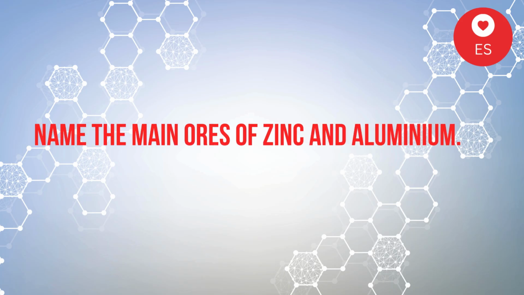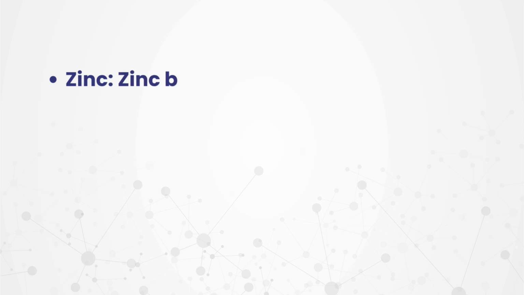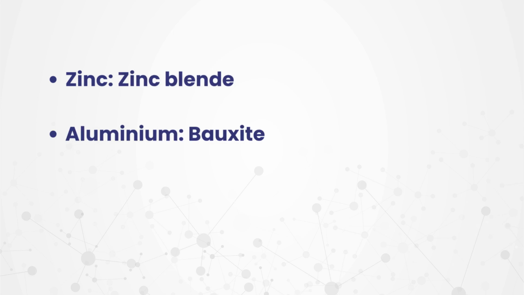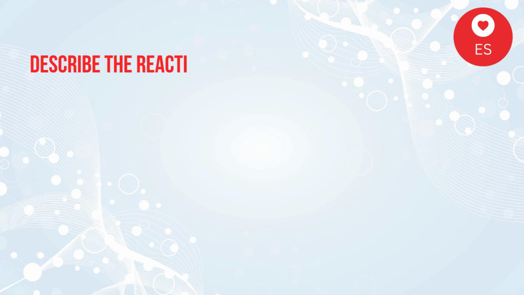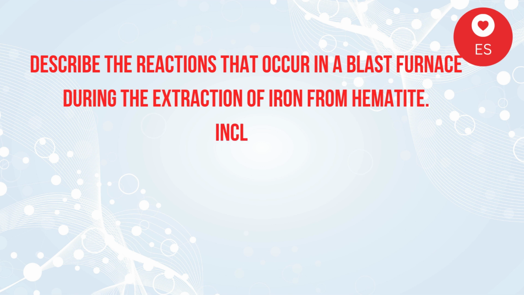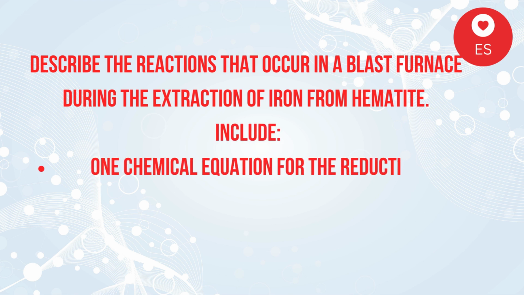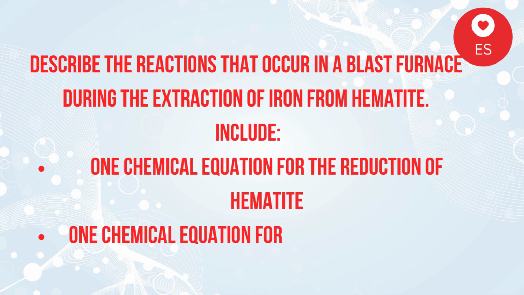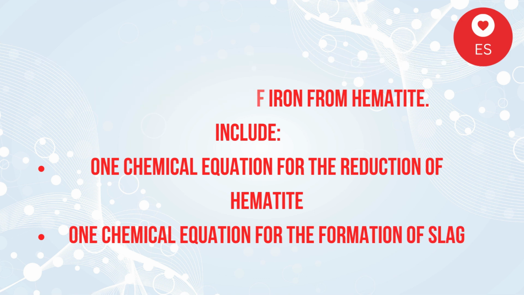Name the main ores of zinc and aluminium. Zinc, zinc blende; aluminium, bauxite. Describe the reactions that occur in a blast furnace during the extraction of iron from hematite. Include one chemical equation for the reduction of hematite, one chemical equation for the formation of slag.